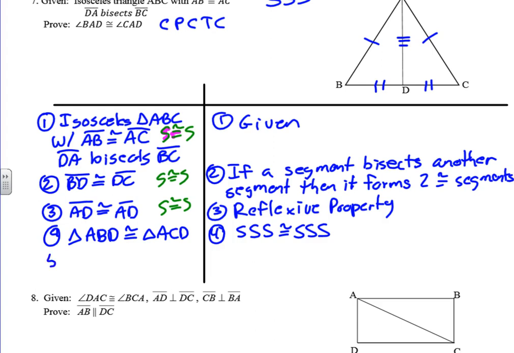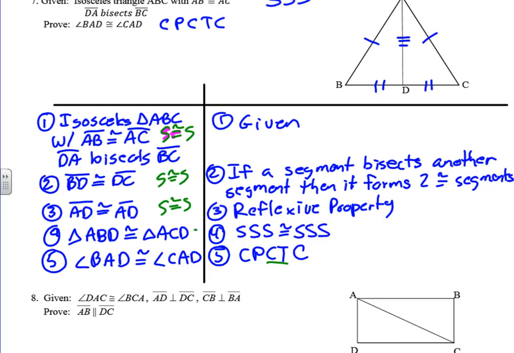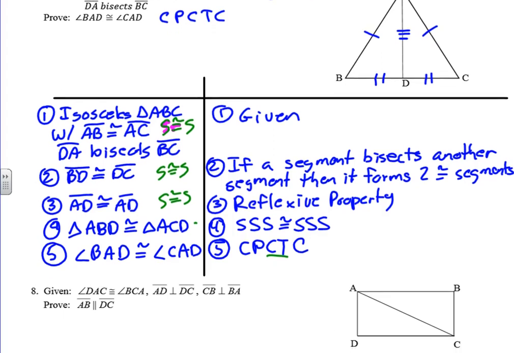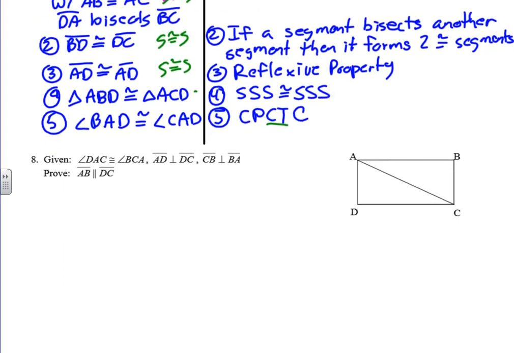Now, once the triangles are congruent, we can say that their corresponding parts are congruent. So angle BAD would be congruent to angle CAD. Corresponding parts of congruent triangles are congruent. So again, if you're going to use CPCTC, you have to first say that the triangles are congruent. That has to come previous to using that as a reason.